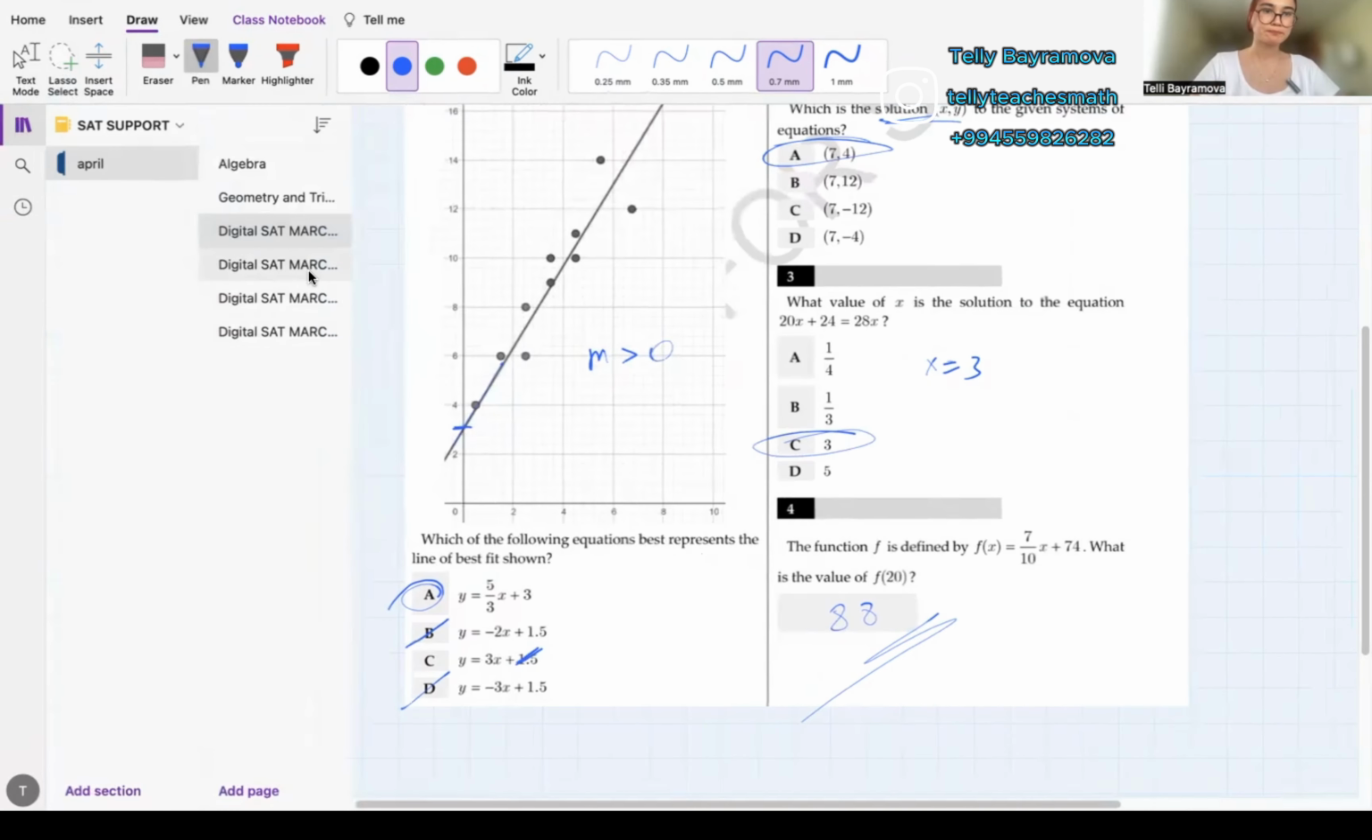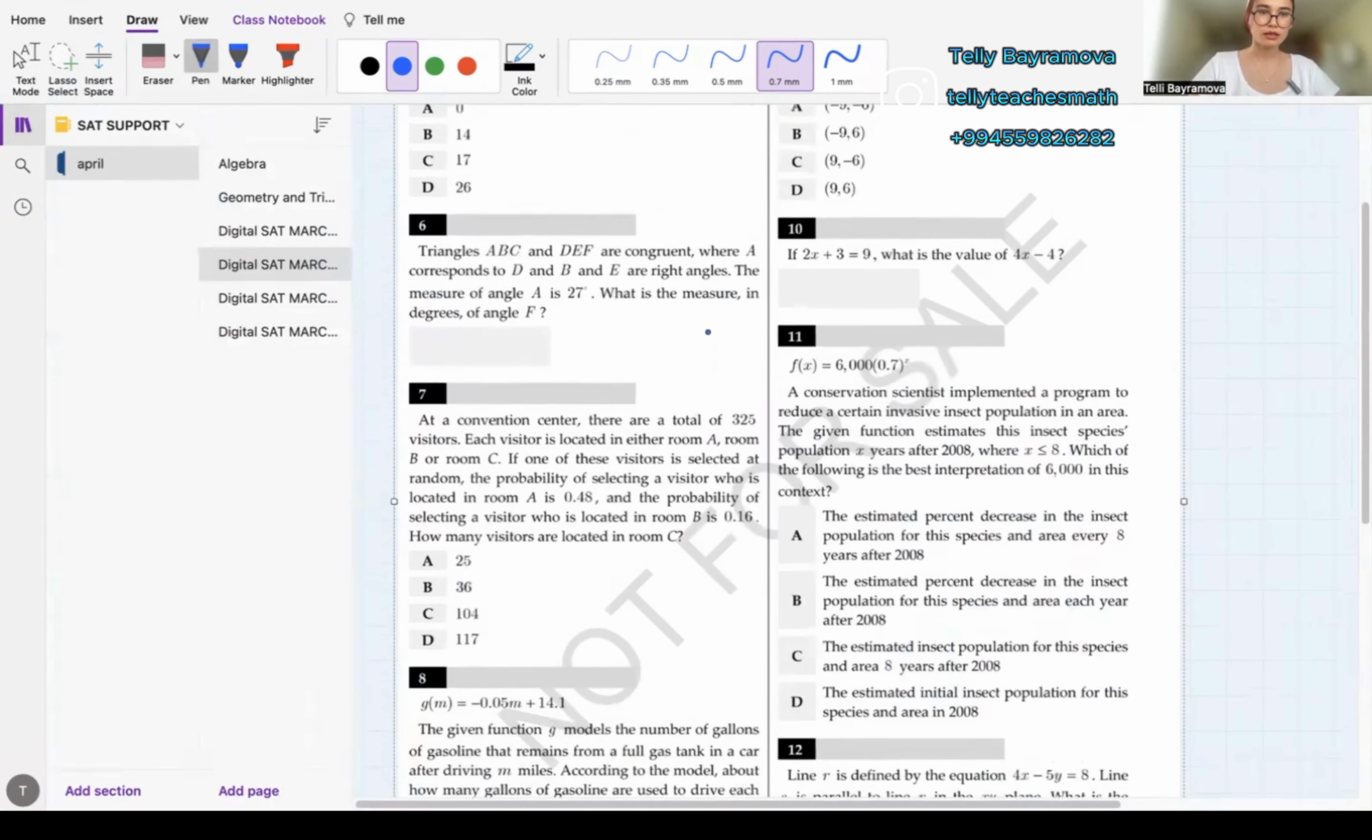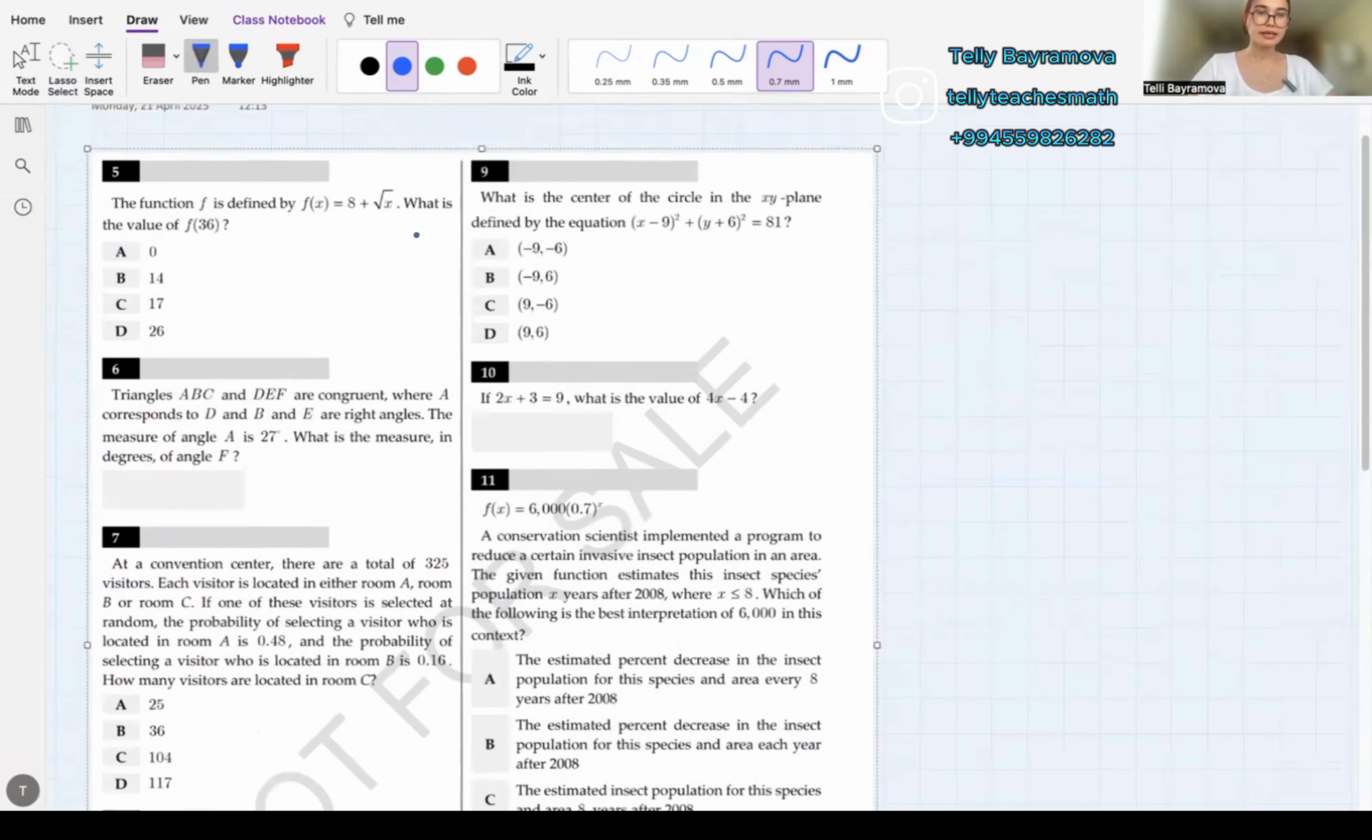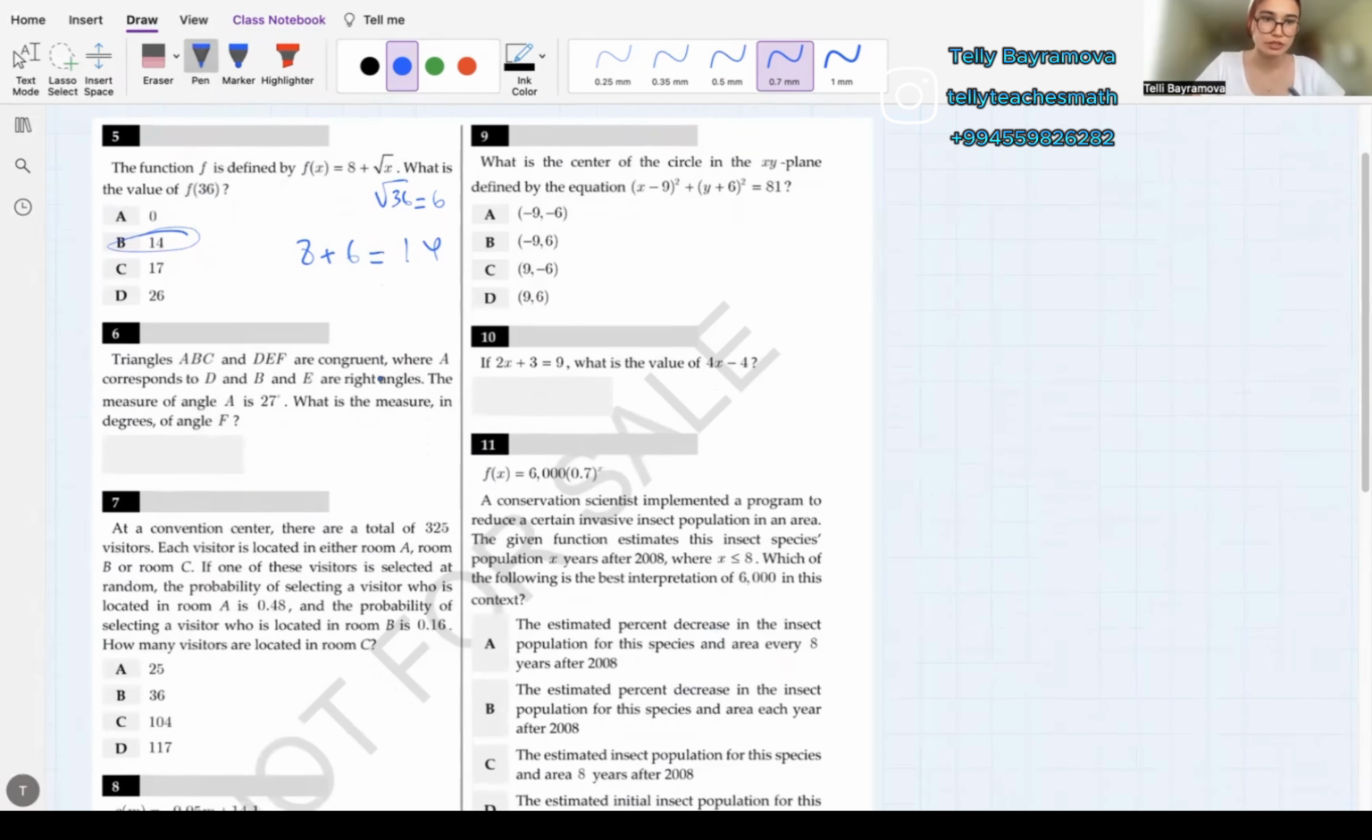So next, again the same type of question. F of x equals 8 plus the root of x, find f of 36. The root of 36 equals 6, so 8 plus 6 will be 14. You can use Desmos again for this question.